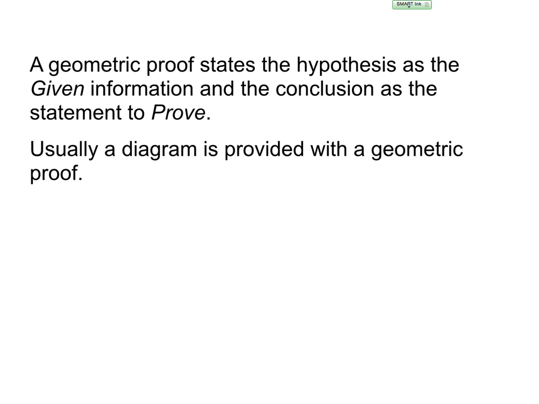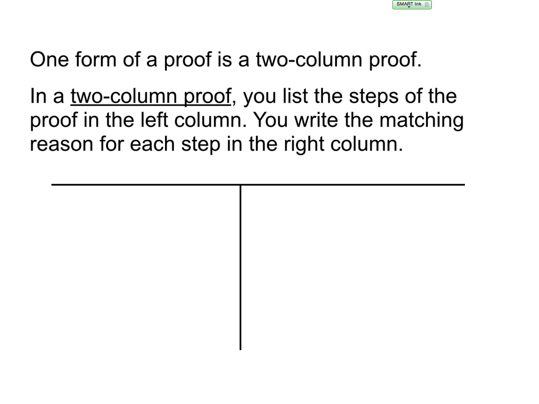All right, this is what a two-column proof would look like. In a two-column proof, you are going to list the steps of the proof in the left column and the matching reason in the right. That's how we set up those algebra ones that we did just a couple days ago. We will title each side: this is statements, these are the reasons.